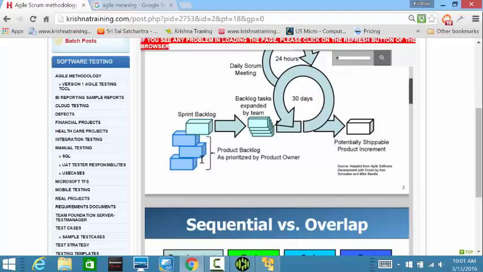So they will take the testing over in the next sprint, sprint 2, where user story 2 would be getting developed and the testing team would be testing user story 1. Now again, how exactly user story 1 is being tested means user story 2 documentation also needs to be completed, right?